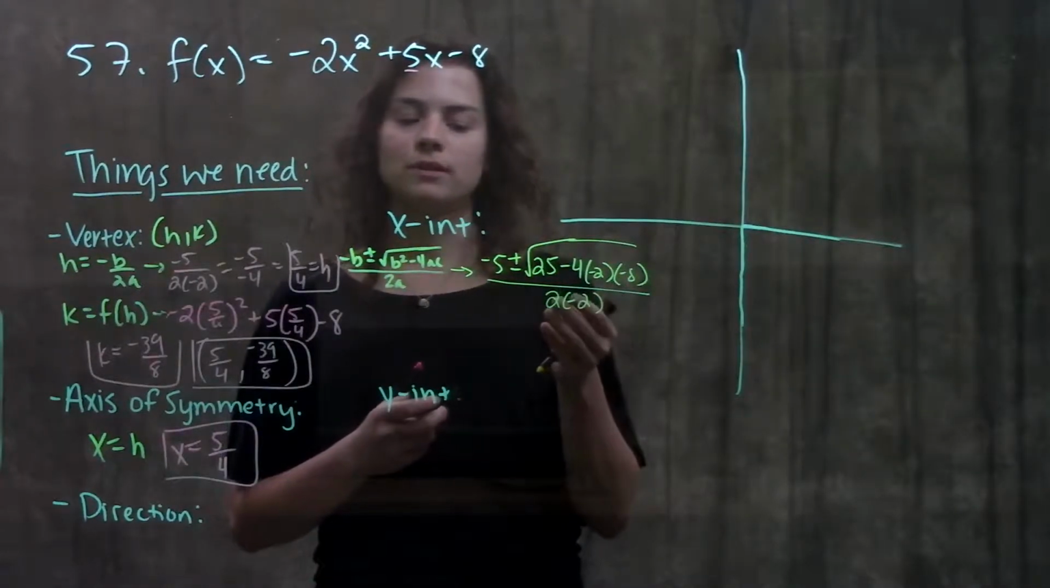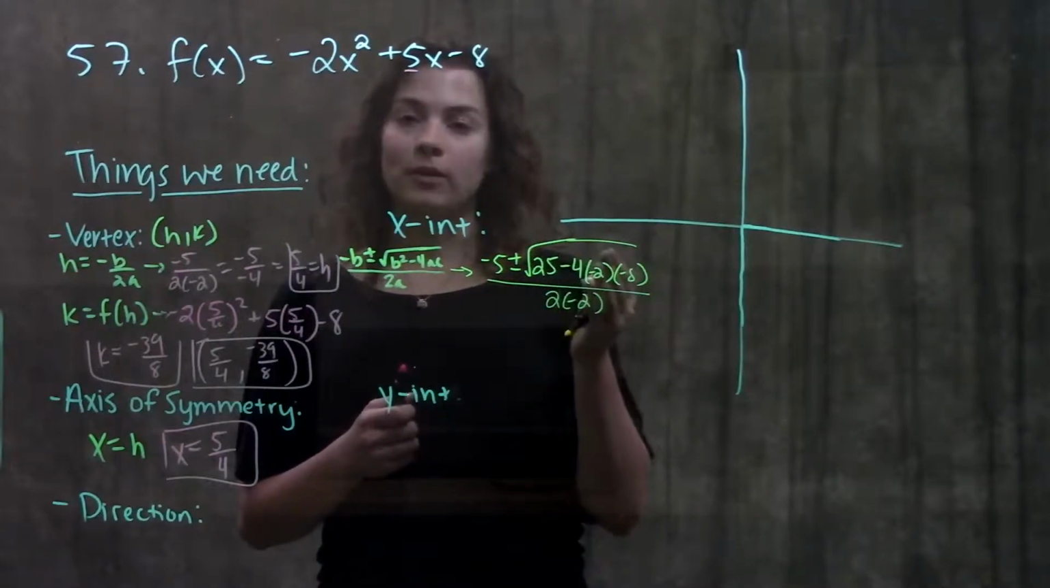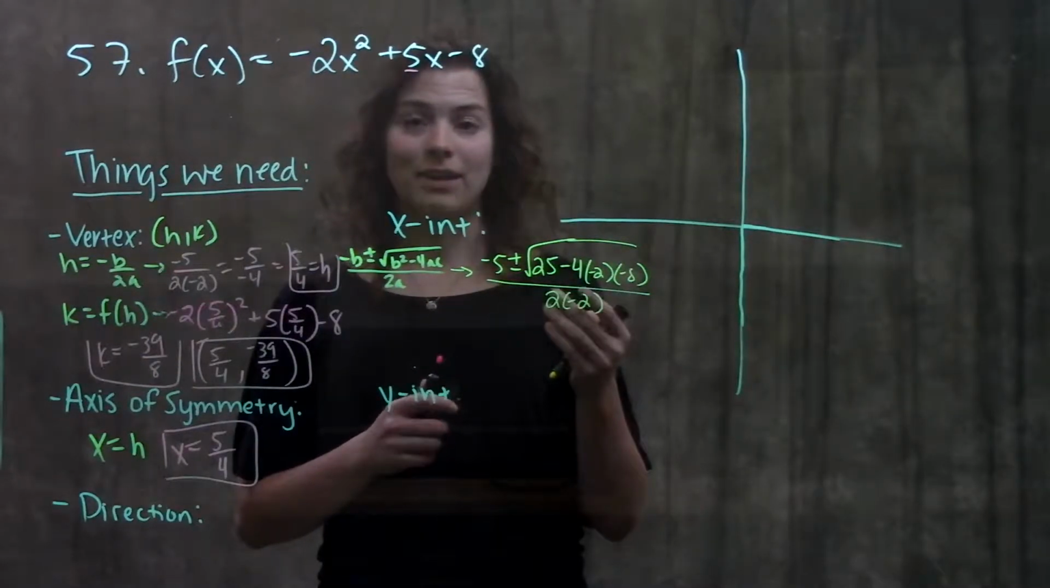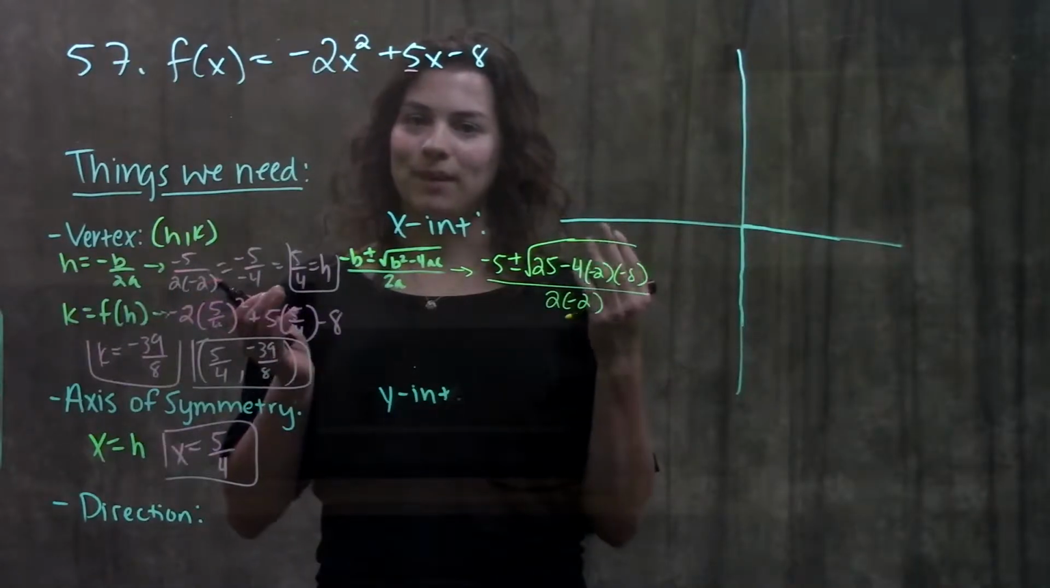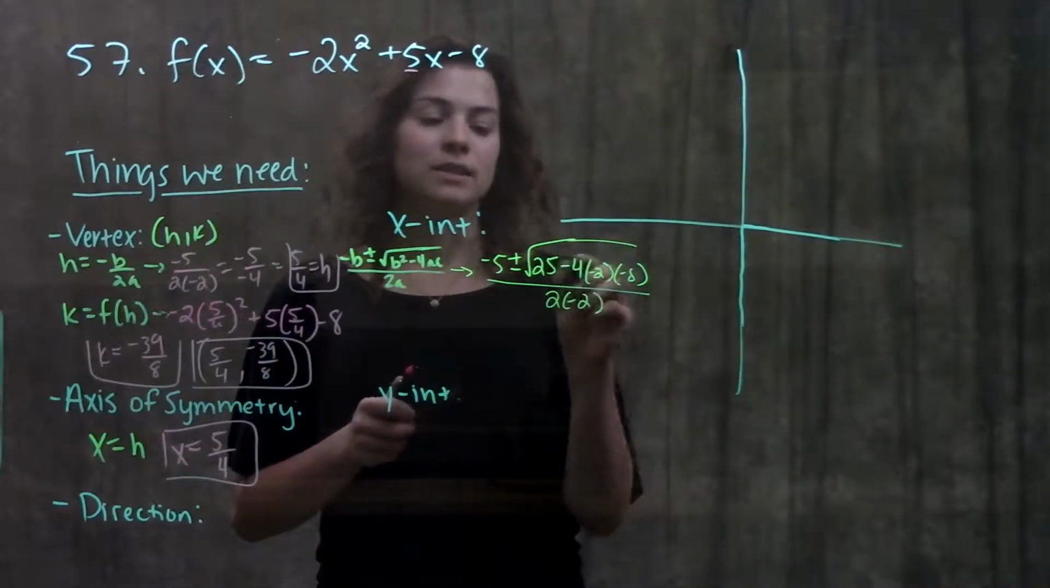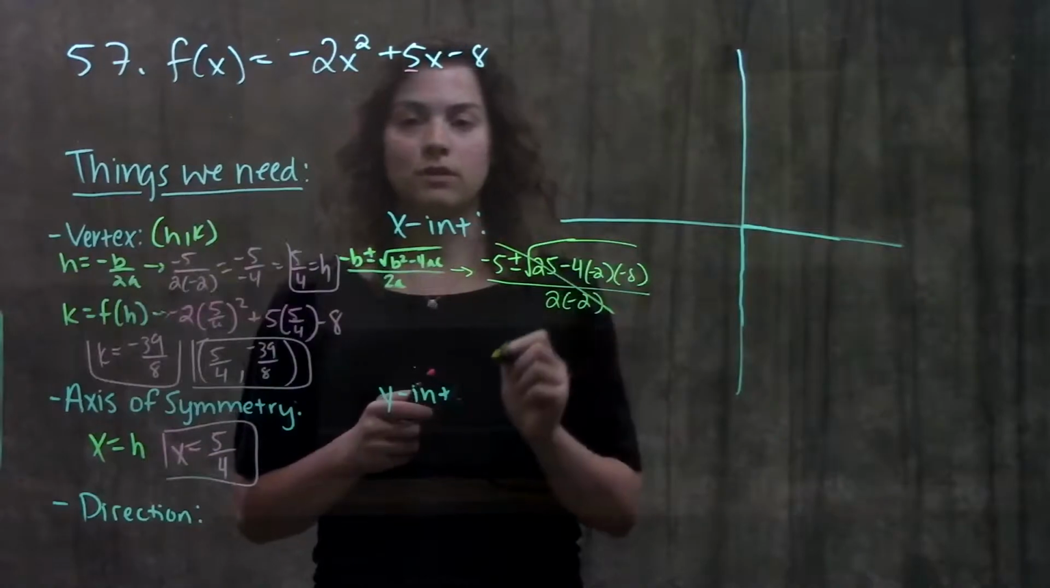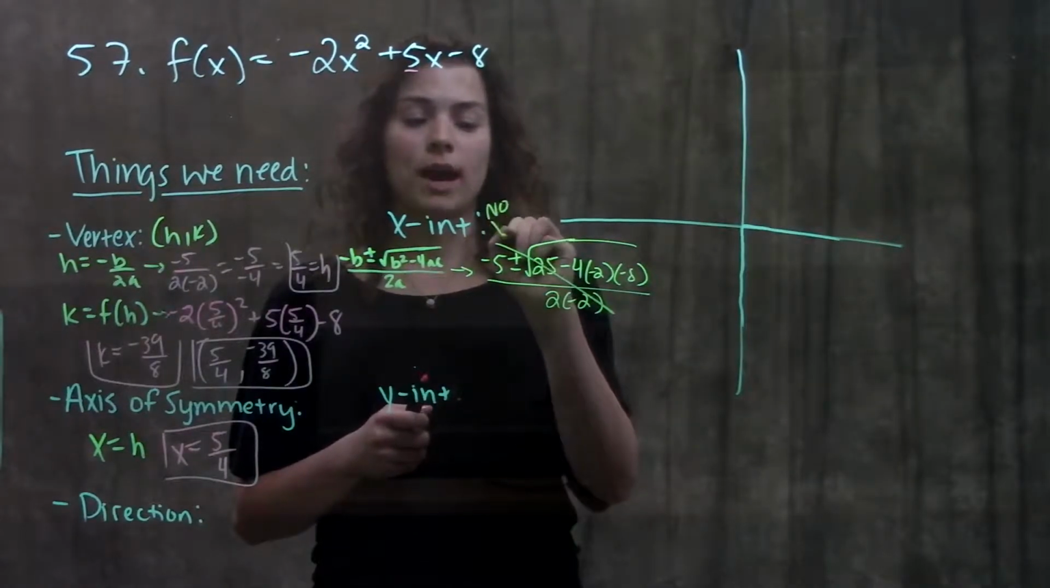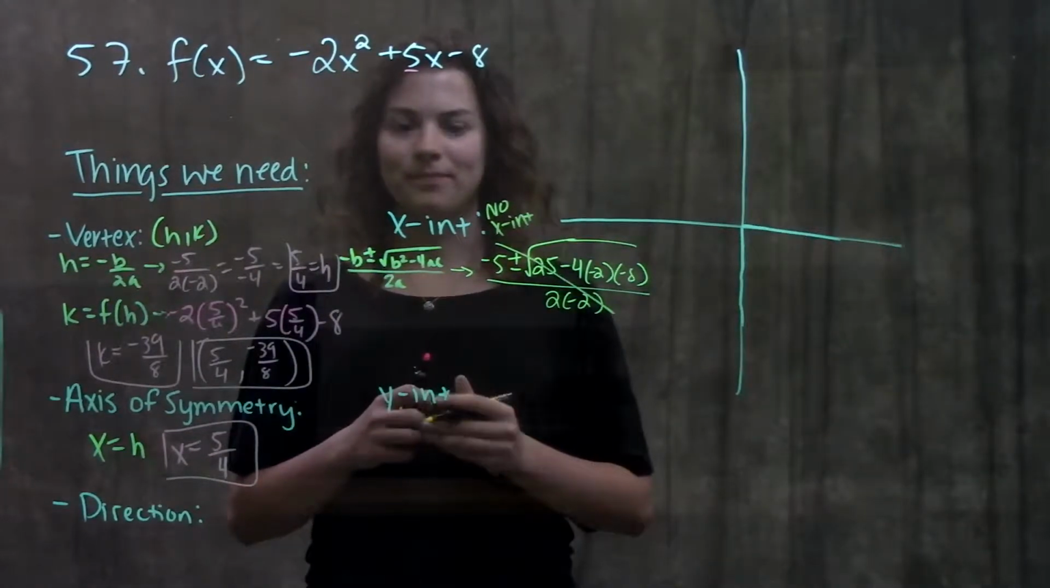Alright, if you were to go through and solve all this out, you'll see that under this radical here, you'll end up getting a negative number. And that can't happen. So that means that since there's a negative under the radical, there's no solution to this, and there's no x-intercepts for this function.